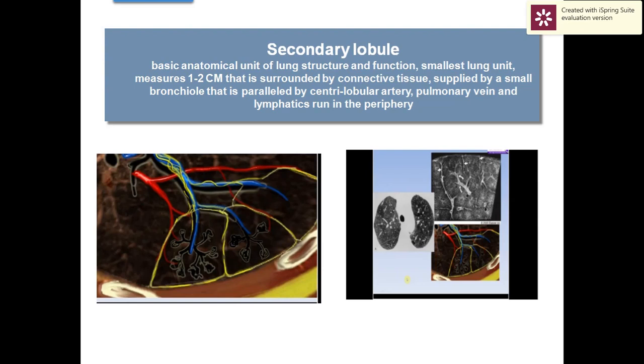The secondary lobule is the basic anatomical unit of the lung structure, around 1 to 2 centimeters. This is all considered secondary lobule, surrounded by connective tissue, supplied by a small bronchiole that is paralleled by the central lobular artery. As we can see here, the artery is blue in color, then the pulmonary vein, and the lymphatic system in yellow, which runs in the periphery.